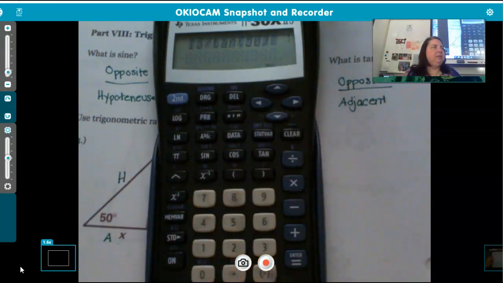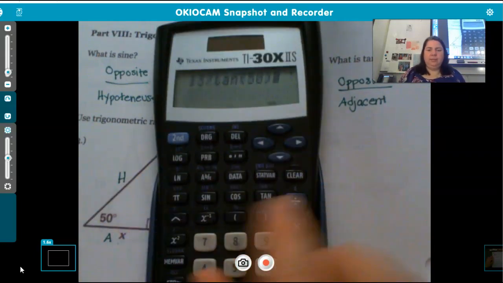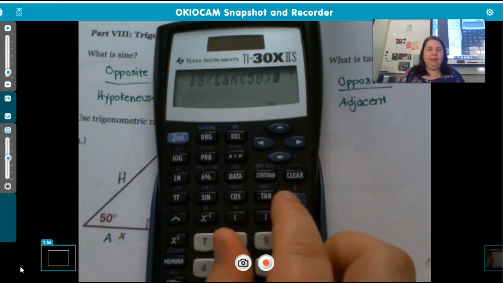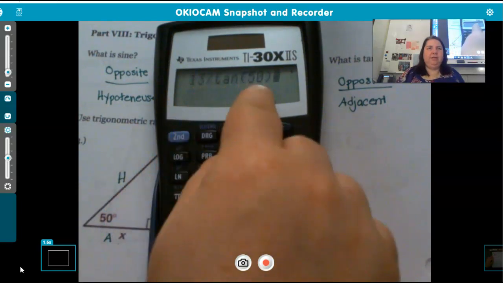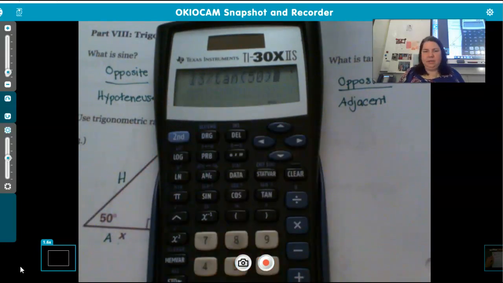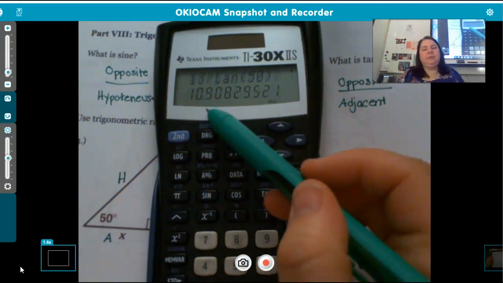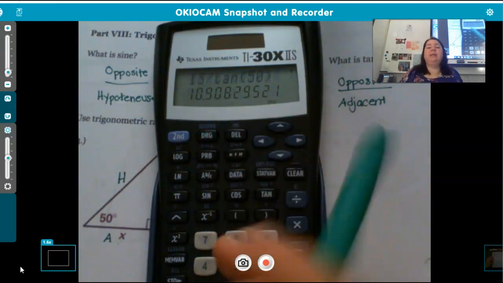I want us to get in the habit of closing parentheses. It's right next to the divide button. So your calculation would look like this: 13 divided by tan of 50. And then we just hit enter. And what does that give us? We're going to go to the first decimal, so 10.9.